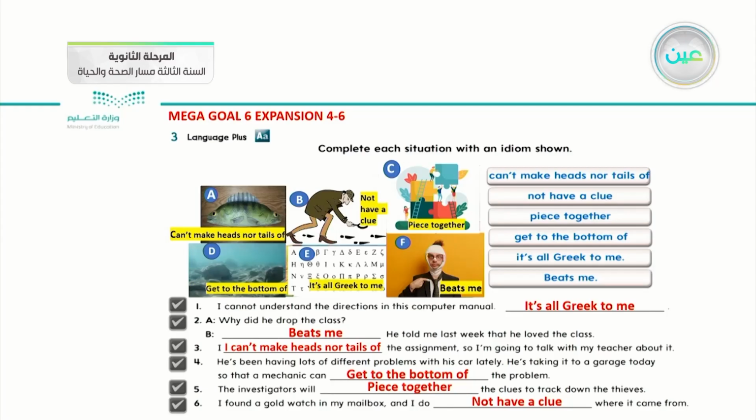Okay, after we complete that question, hopefully these idioms are easy for you and understandable through these pictures, and at the end we applied them through these sentences. Are you ready to move on to the second slide, or second question? Okay, let's go.